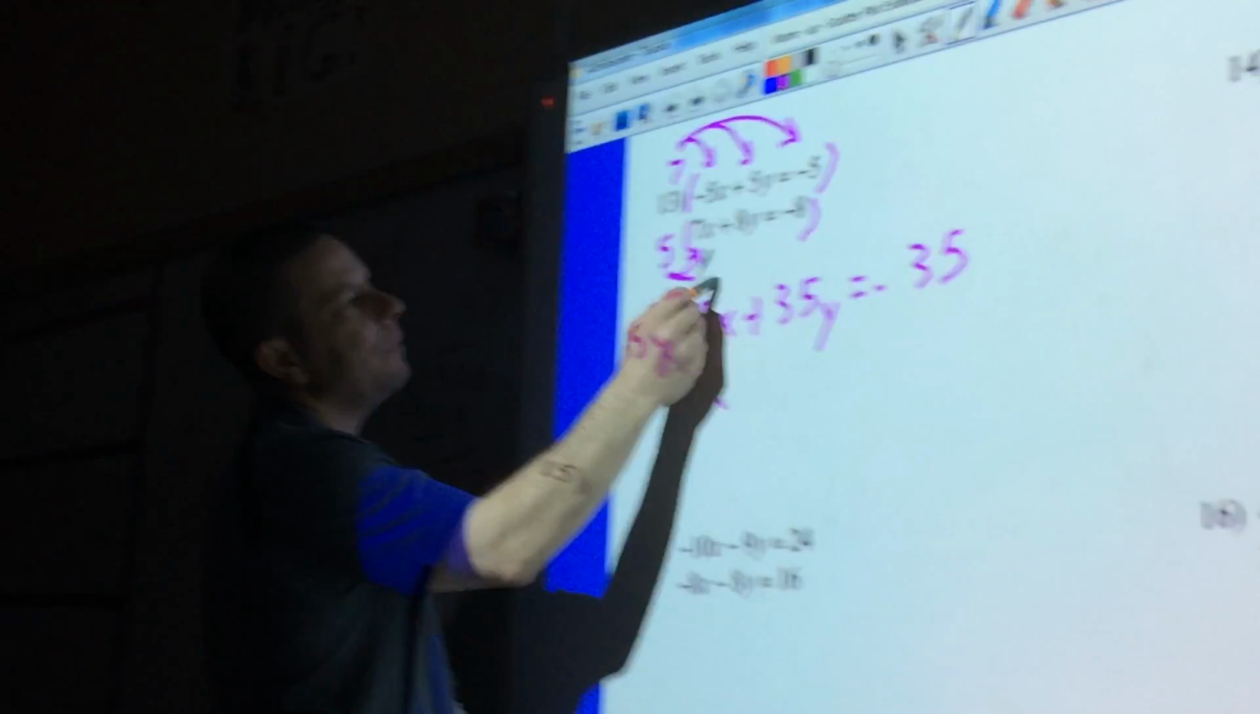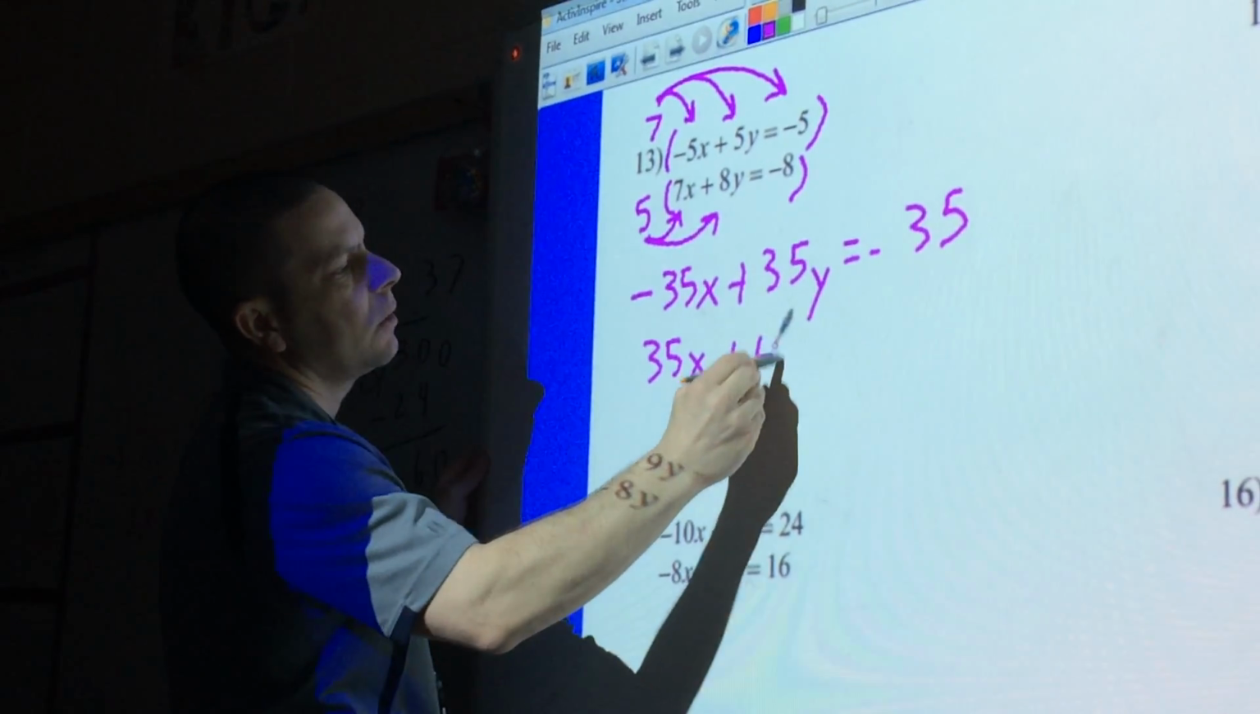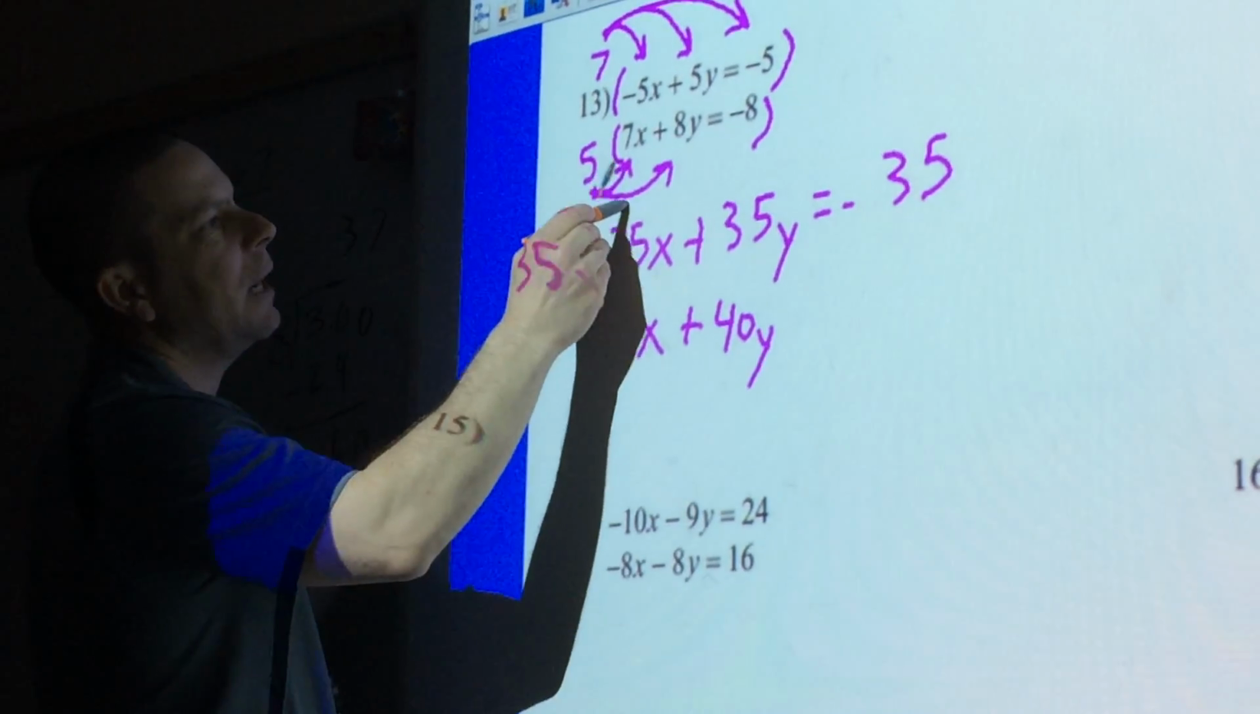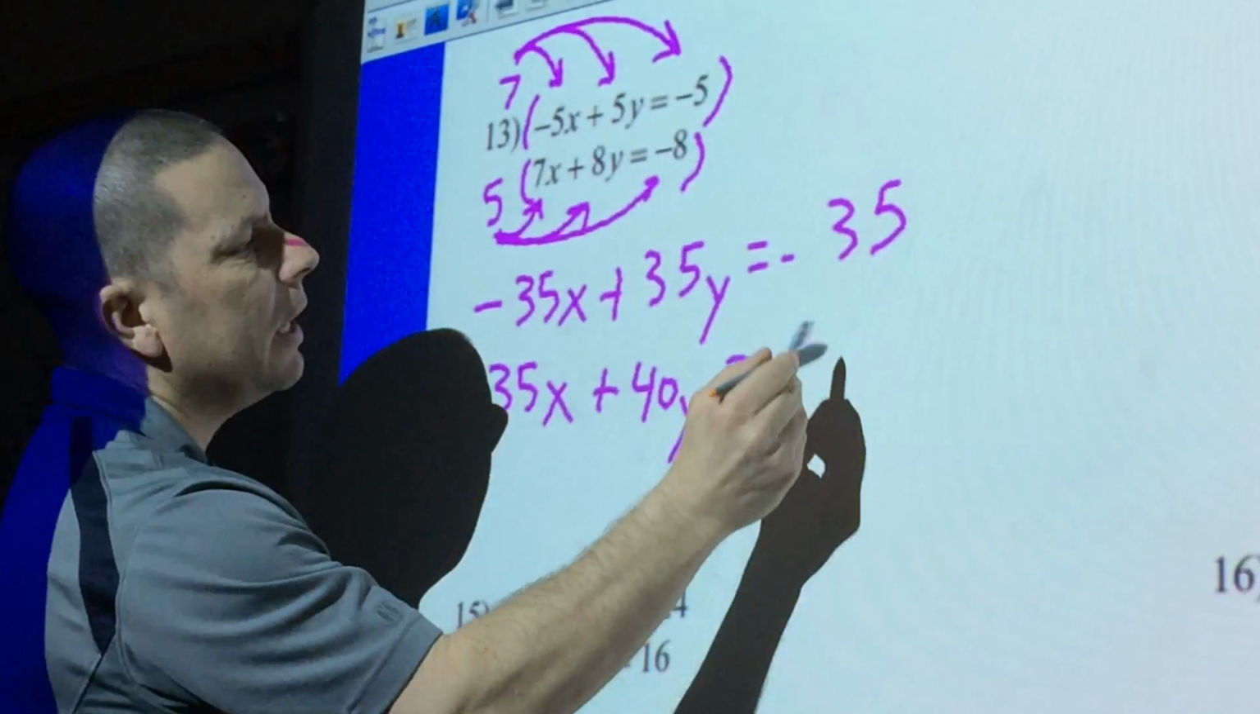All right, distribute the 5 to the 8y. That gives us 40y, and distribute the 5 to the negative 8. That gives us negative 40.